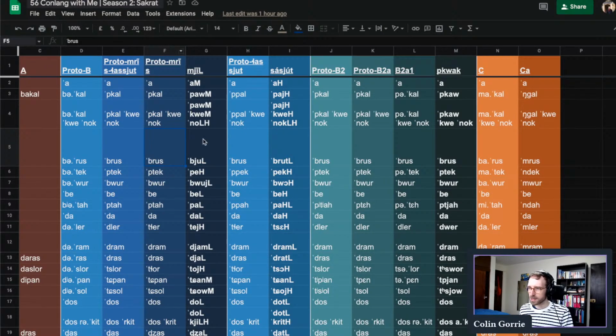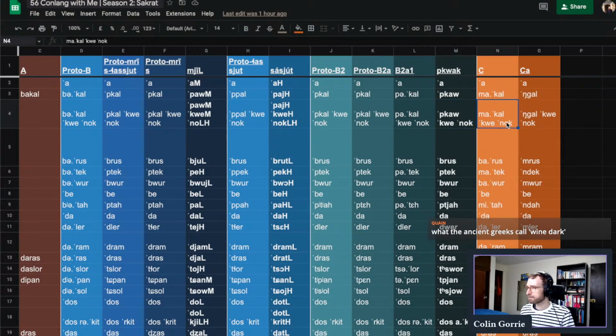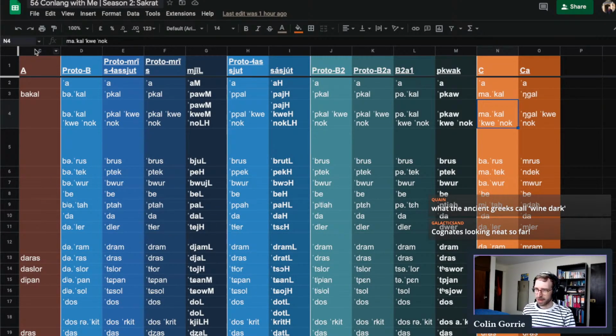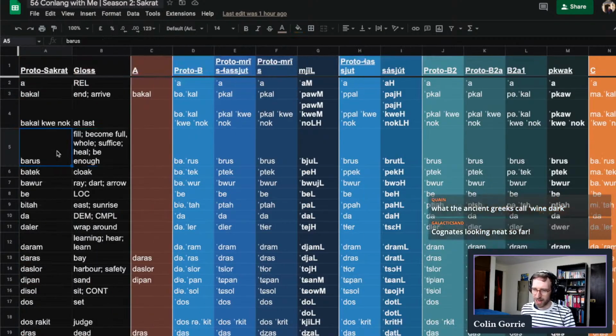I've also put in lines separating different branches. But basically what I've done is I've made Lexurgy rule sets for all of these languages except for A, which actually we don't have any changes for.